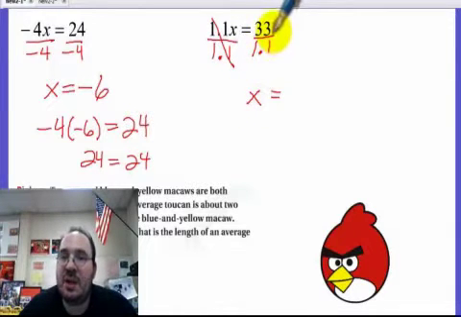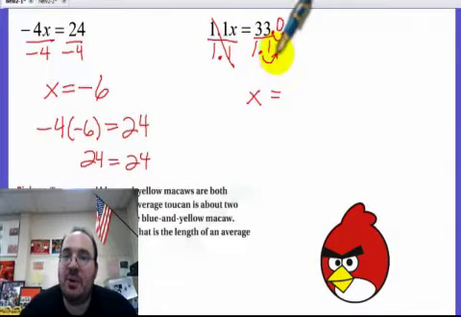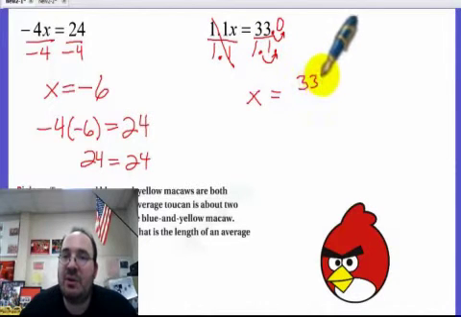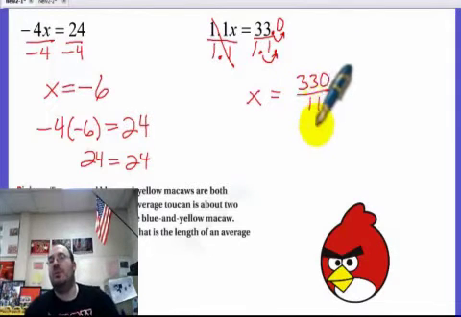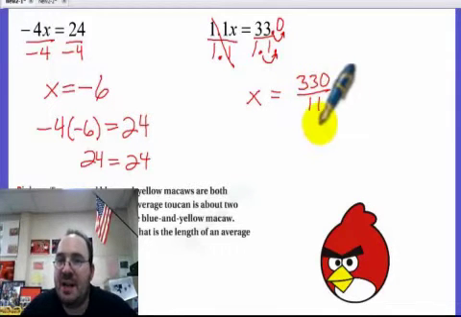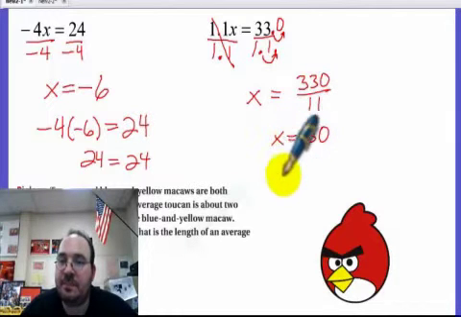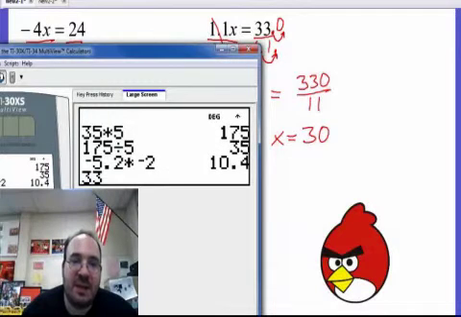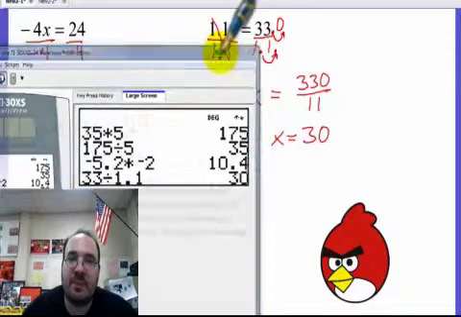Here, what you can do is, see this decimal point here? Move both decimal points on top and bottom the same amount, and you're allowed to do that. So I actually have 330 over 11. And you might be able to do a little mental math and do that in your head, and you will find that you get 30 when you do that. Or if you want to, you use your calculator. So 33 divided by 1.1, I get 30.